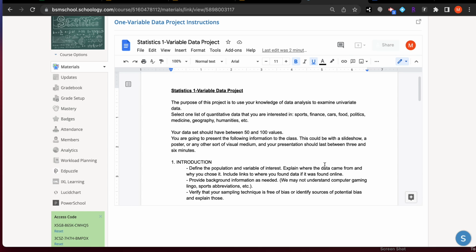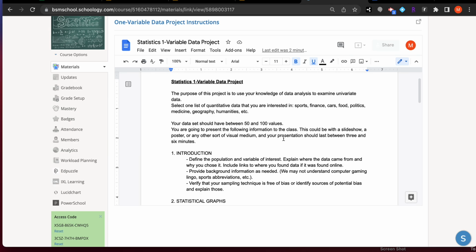But we are going to look at more data values. So you need between 50 and 100 values. Remember, this could be from the world of sports, finance, cars, food, politics, really whatever you want. But we want between 50 and 100 values, so more data points than we had on that homework assignment.